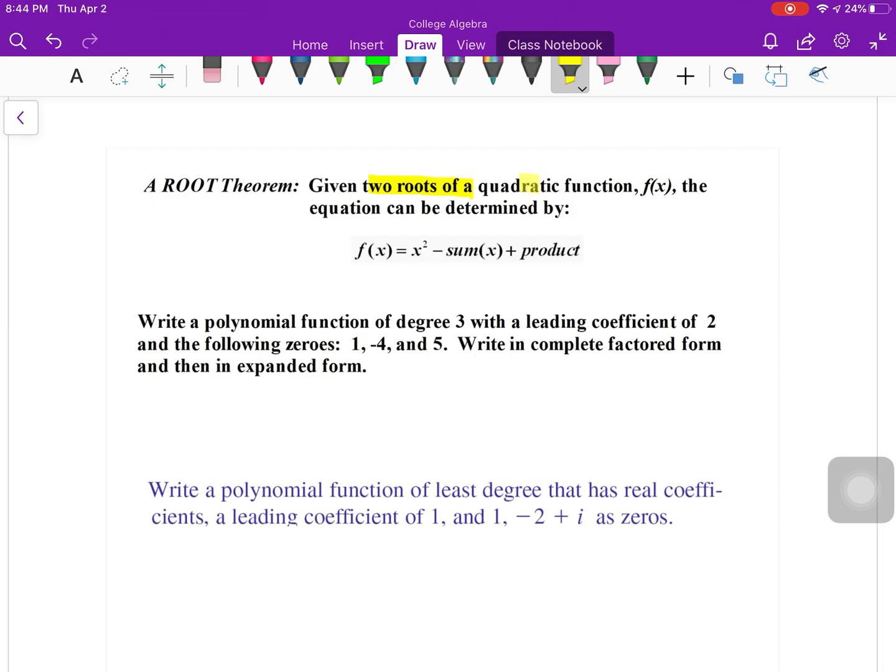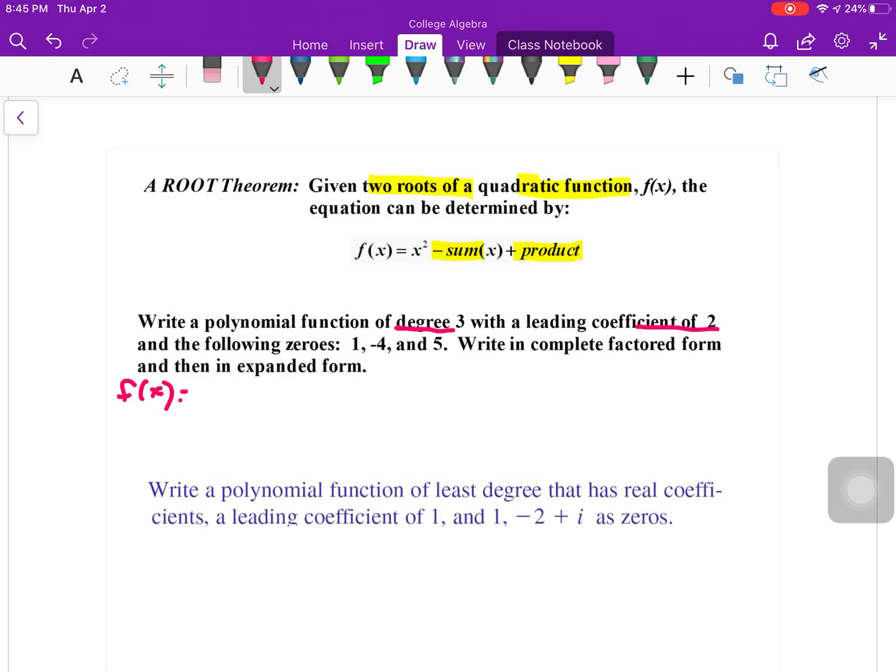Now another root theorem we have says given any 2 roots, you have a quadratic function. And it can be written in this form: x squared minus the sum times x plus the product. So we can do that with any 2 roots. So let's try that on this next one.